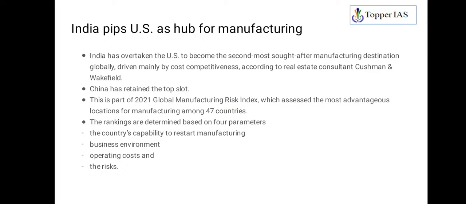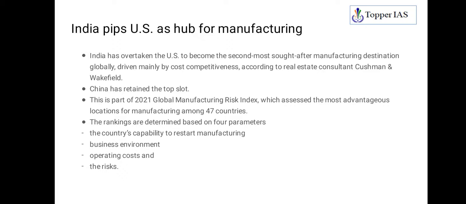Then second news is with respect to India, with the heading India pips US as hub for manufacturing. See, India has overtaken US to become second most sought after manufacturing destination globally. So this is mainly driven by what factors? Cost competitiveness, according to real estate consultant Cushman and Wakefield. Okay. So they have brought in a report, something called Global Manufacturing Risk Index, right? So under that index, they have said that India ranks second in terms of manufacturing destination. First one is China, India stands second. So India has overtaken US to become second.